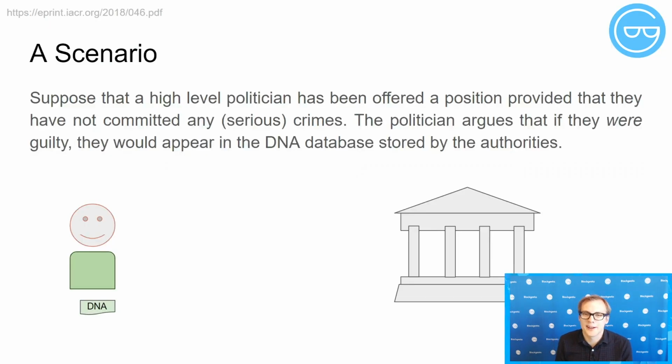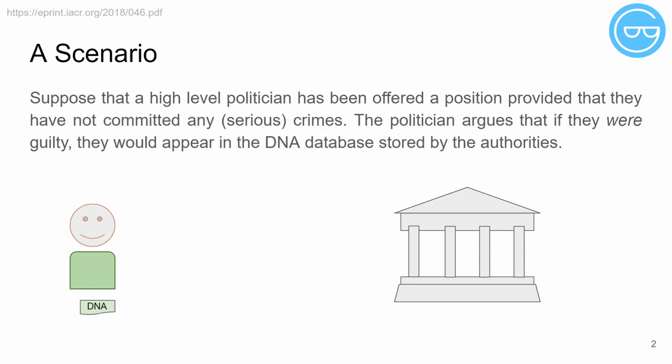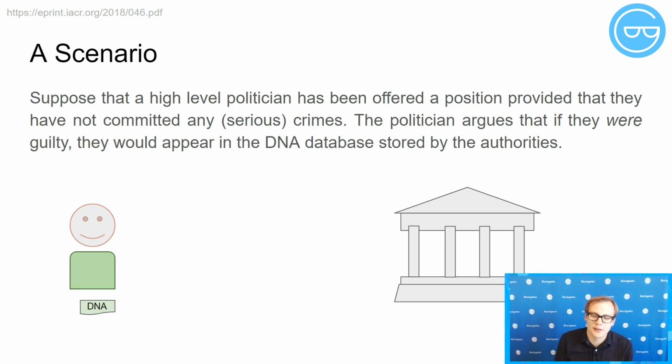We're going to motivate this technology with a scenario. And the scenario is somewhat straightforward. It is a little bit contrived, but this is a scenario that's actually used in one of the papers that describe this technology. And it's not too unrealistic. Suppose that we have a high-level politician who's been offered a position. So someone's running, say, for President of the United States or Prime Minister of Canada or whatever they want. And they're offered this position on the condition that they've never committed any serious crimes, right? So if you've committed murder, maybe you're not eligible for this position, and this is certainly not an unreasonable expectation of our politicians.